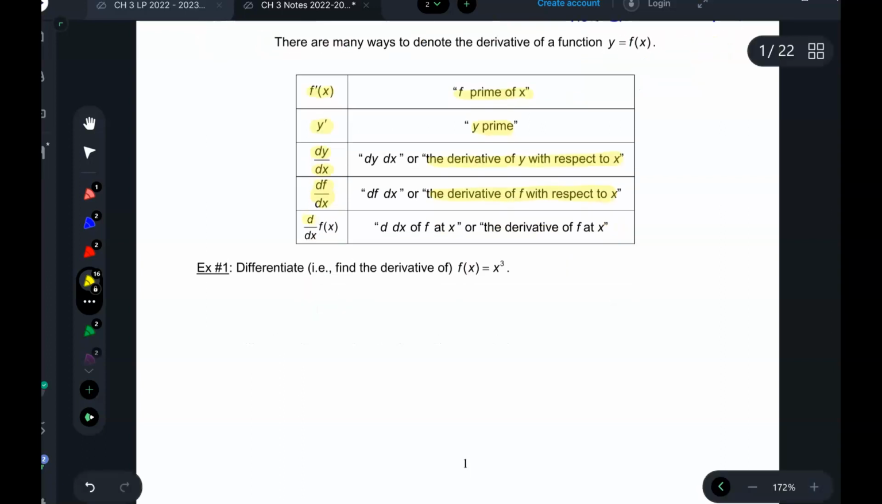And then the last one is that sometimes I'll use that notation showing I want to take the derivative. So d dx means I want to take the derivative of f of x. So the derivative of f of x.